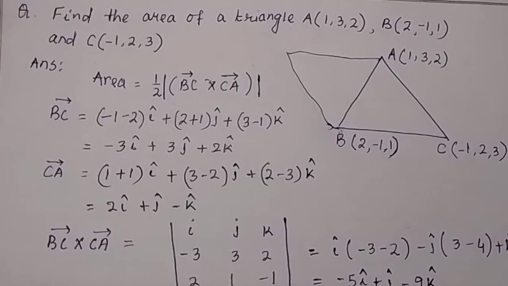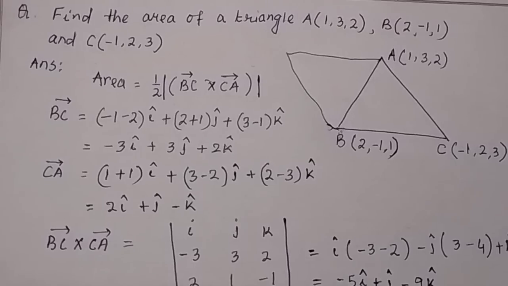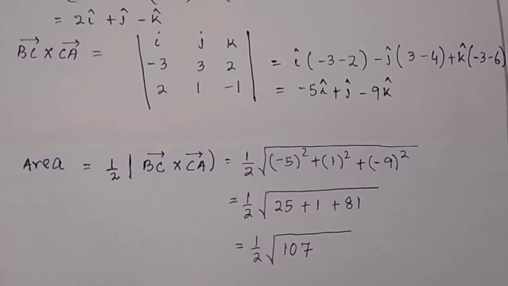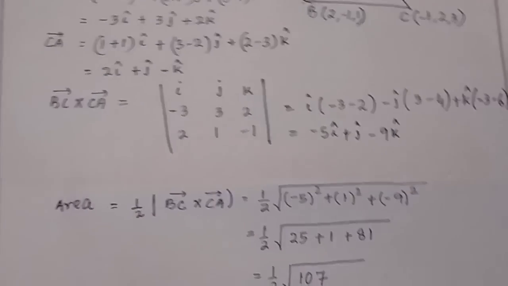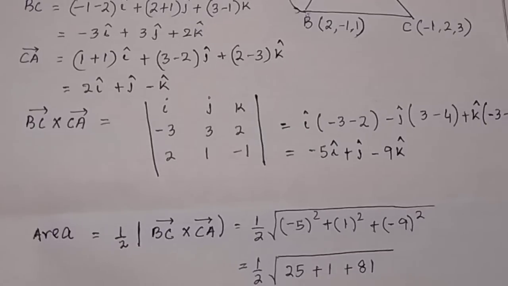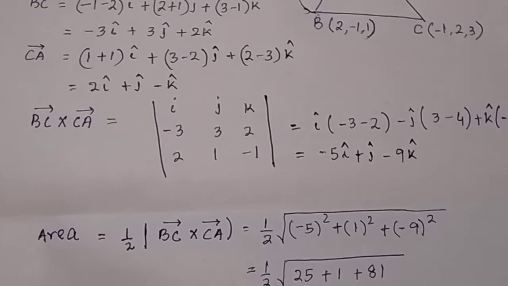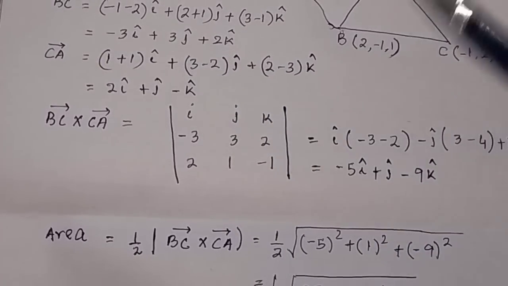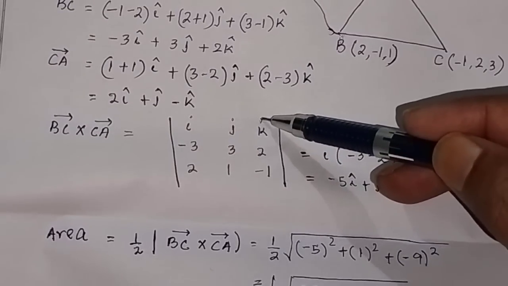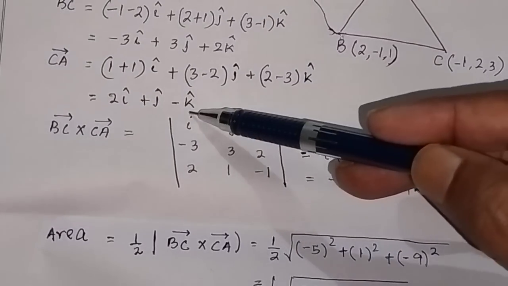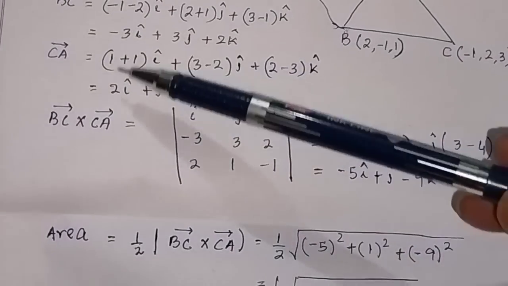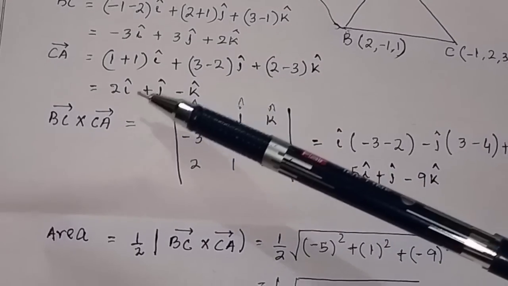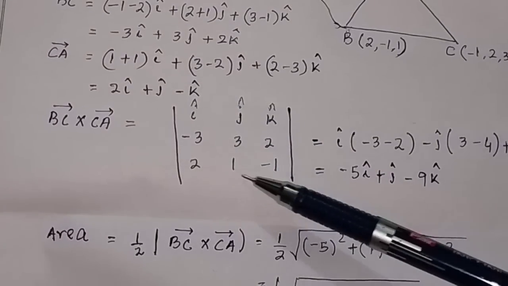So after finding the two vectors, that is BC vector and CA vector, you find out the cross product. As we know, to find the cross product, you have to take the determinant. So here I have written the determinant of the two vectors. For BC it is i cap, j cap, k cap, and the values are minus 3, 3, 2. And for the vector CA, 2, 1, minus 1.